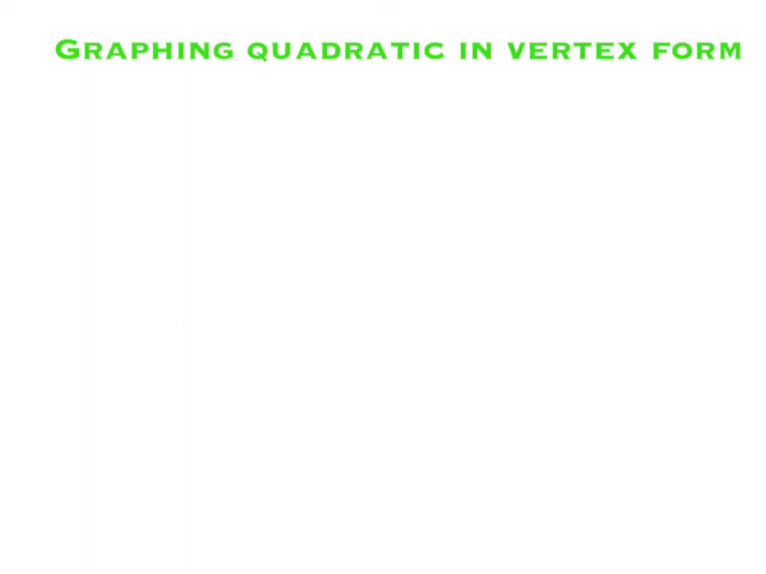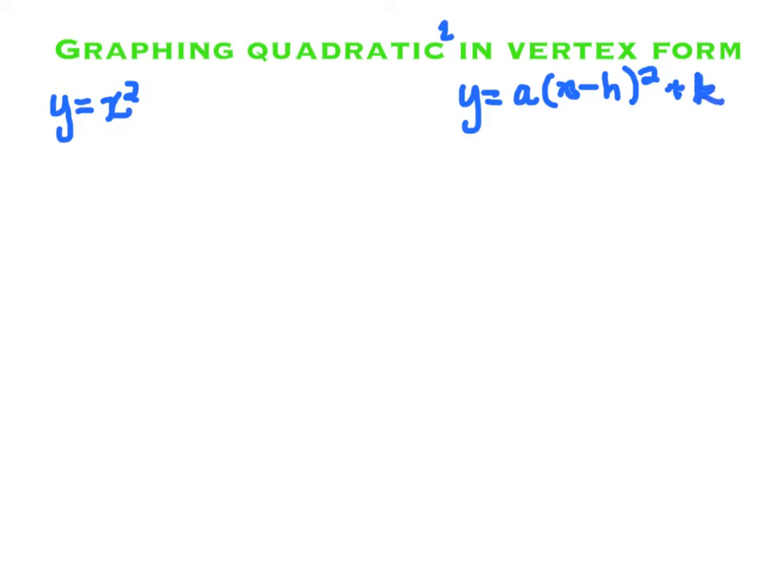Right now I want to remind you that quadratic means any function that has a squared term in it. Okay, nothing higher than a squared, but a squared term in it. We know that the parent function is y equals x squared. And we're going to be looking at vertex form. There are three forms, but the form we're going to be looking at is y equals a times (x minus h) squared plus k.